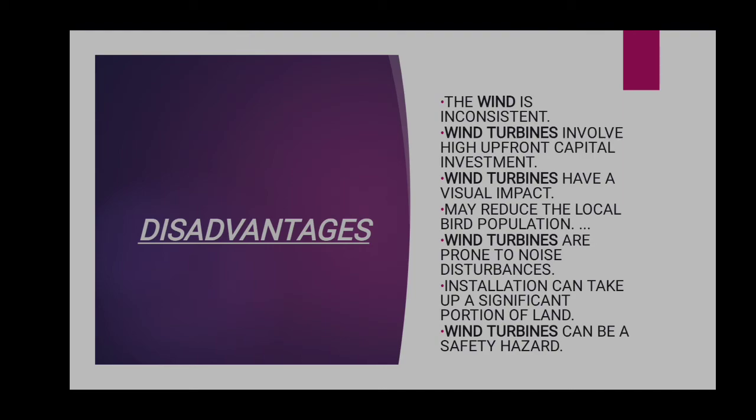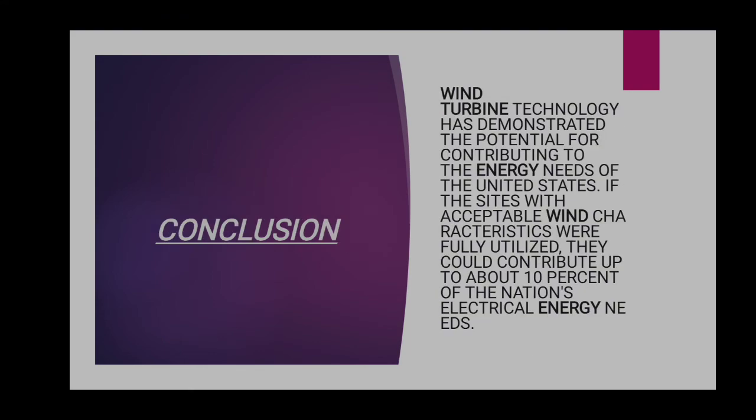Disadvantages: The wind is inconsistent. Wind turbines involve high upfront capital investment. Wind turbines have a visual impact and may reduce the local bird population. Wind turbines are prone to noise disturbances. Installation can take up a significant portion of land. Wind turbines can be a safety hazard.